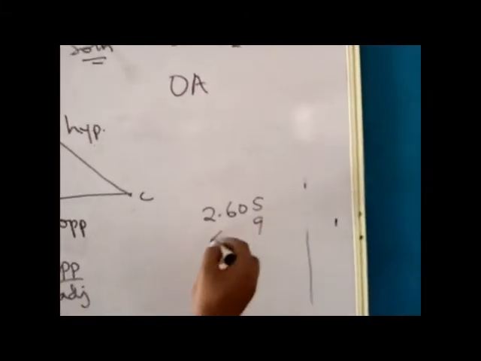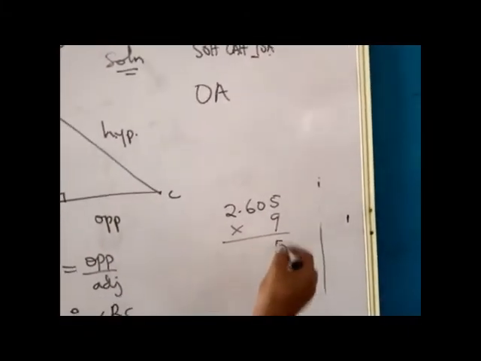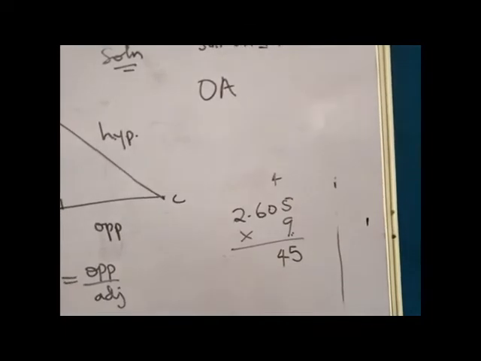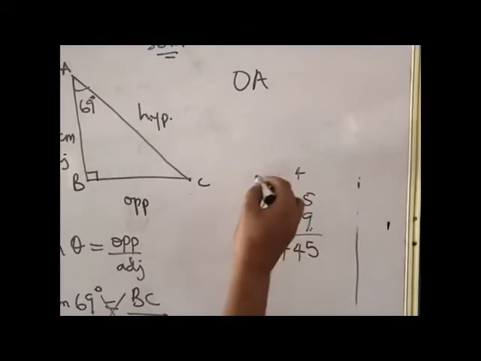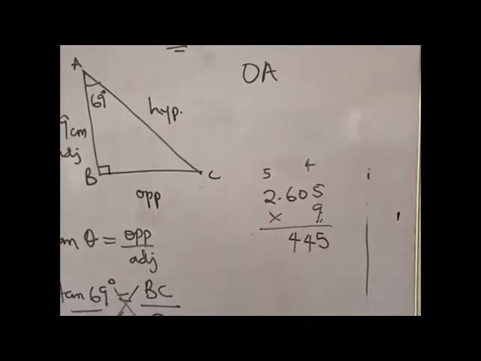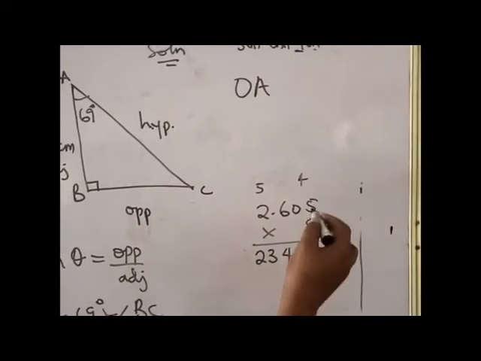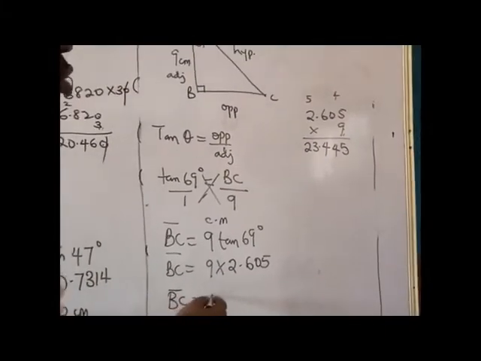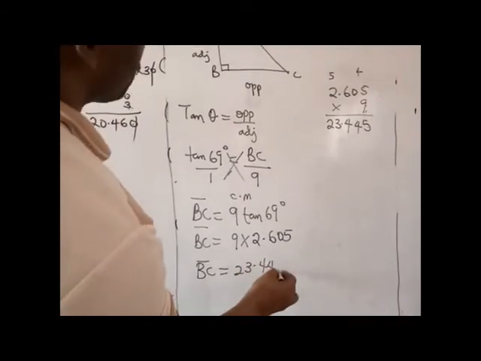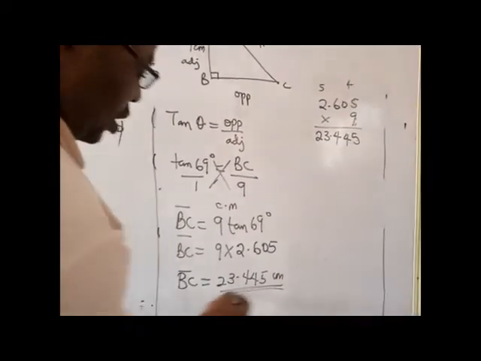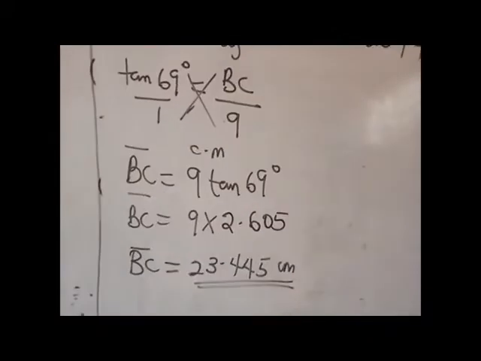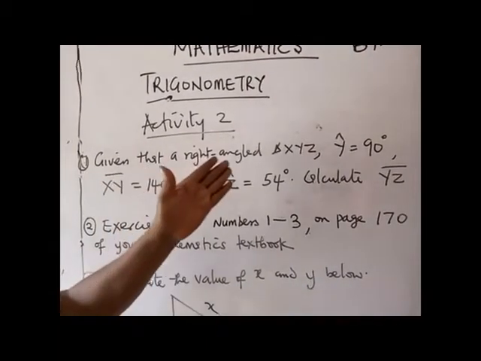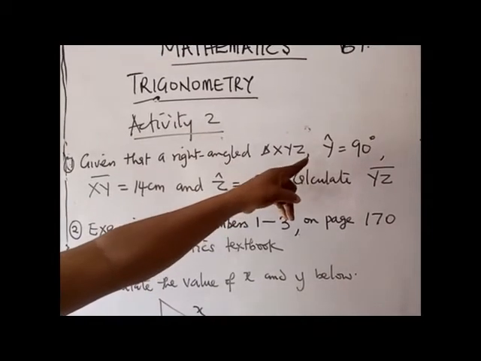2.605 times 9. 5 times 9 is 45, carry 4. 9 times 0 is 0 plus 4, 4. 9 times 6 is 54. Put down 4, carry 5. 9 times 2 is 18 plus 5, 23. How many places of decimal? 1, 2, 3. So your line BC equals 23.445 centimeters.